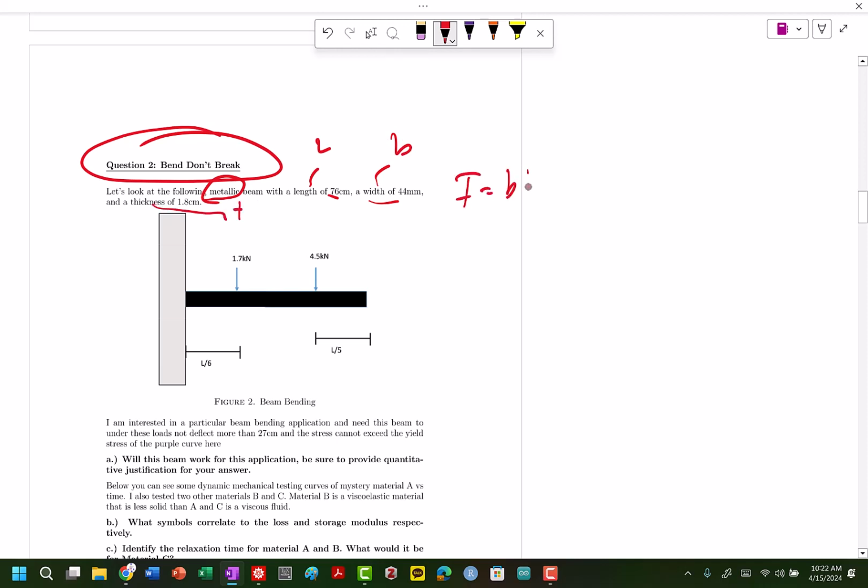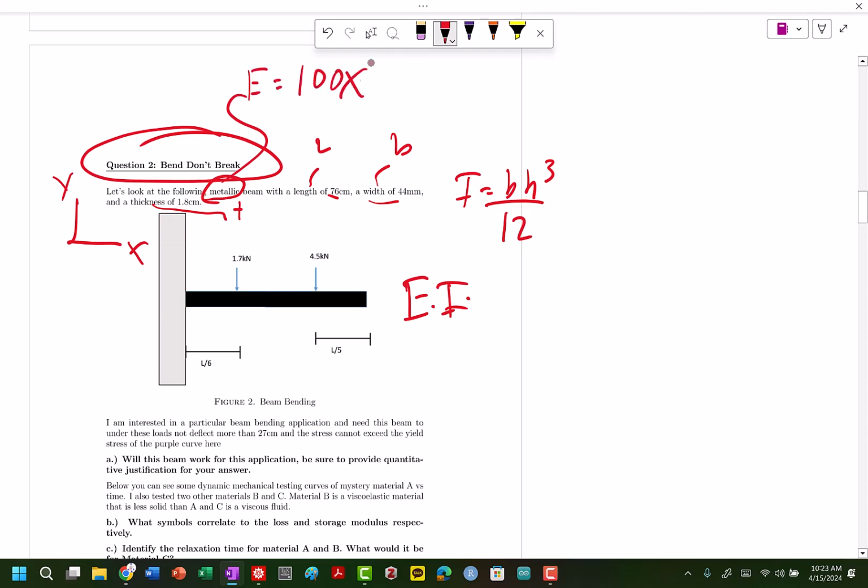I equals BH cubed over 12. We're going to set our coordinate system, X, Y here. We need to write out E times I times, where E is going to be our metallic beam, 100 times 10 to the 9 Pascal, 100 gigapascal. Y quadruple prime X equals, I'm going to set this as our origin, X equals 0.